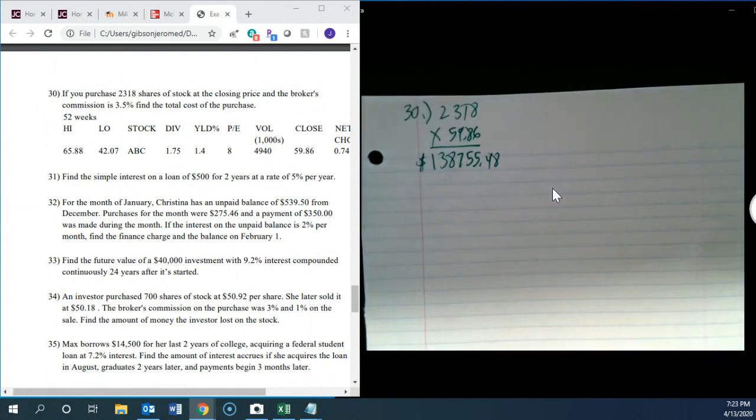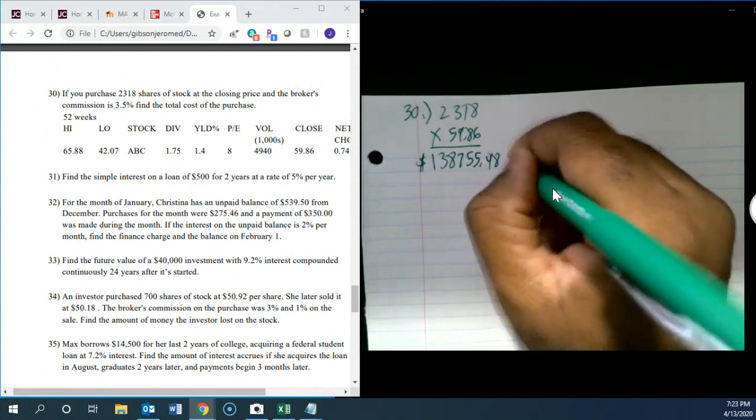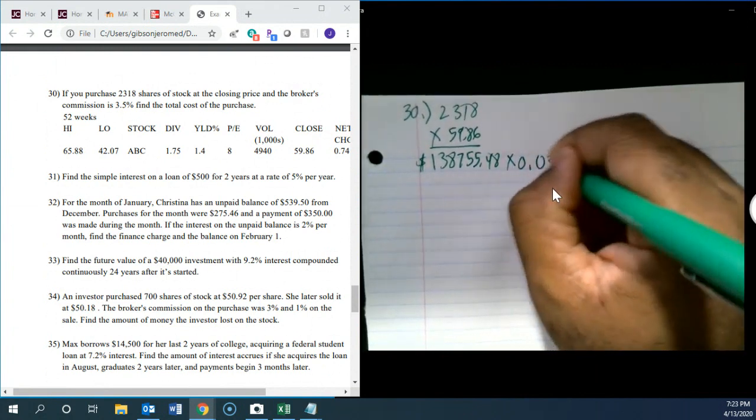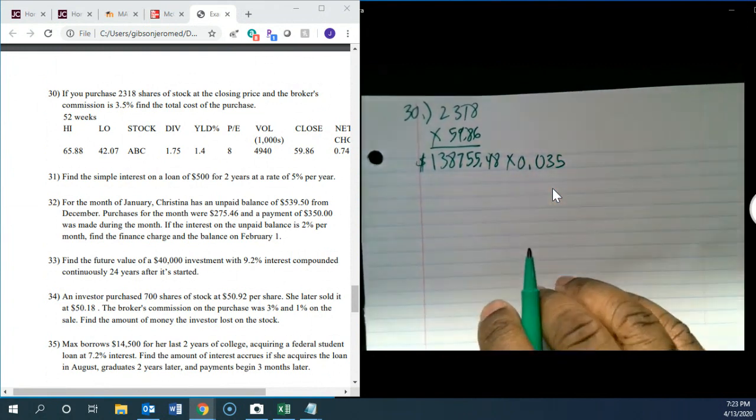Now, they did not want us just to get the broker's commission. They want us to get the commission and provide the total cost. So we need to find out the broker's commission. So we will multiply this value by 0.035, because it's 3.5%.